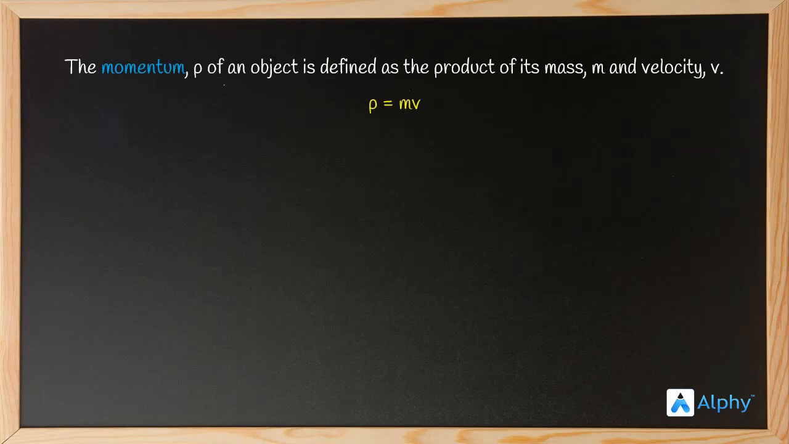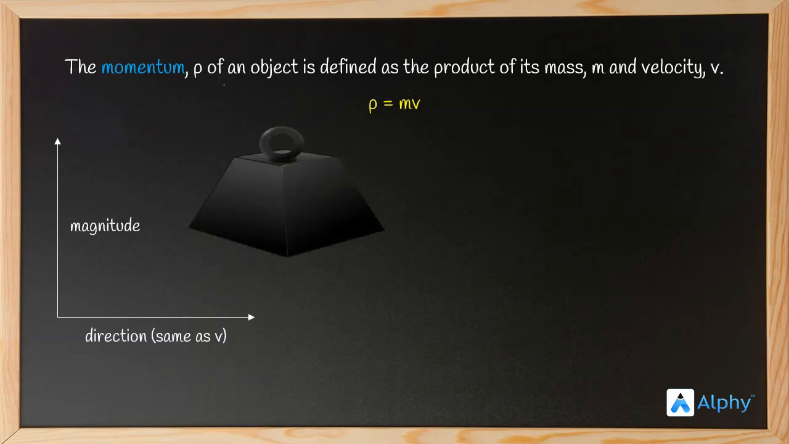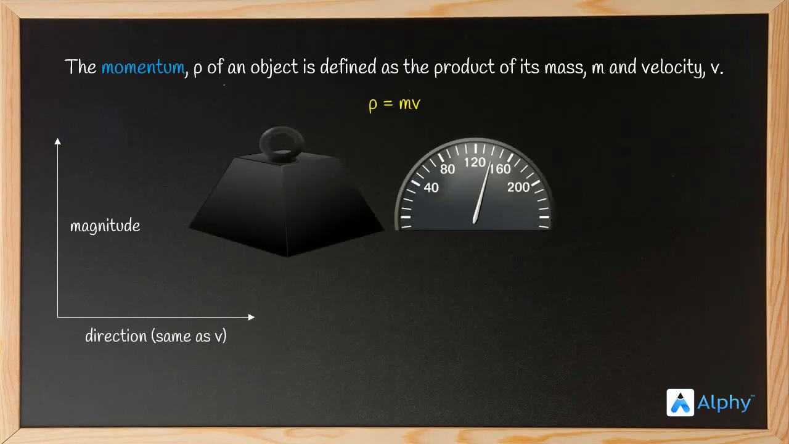The first property of momentum is that it has a magnitude as well as a direction. The direction of momentum is the same as the direction of velocity. We know that momentum depends upon the mass as well as the velocity of the object. So the unit of momentum is kilogram meter per second. This is the SI unit of momentum and must be remembered for numericals.